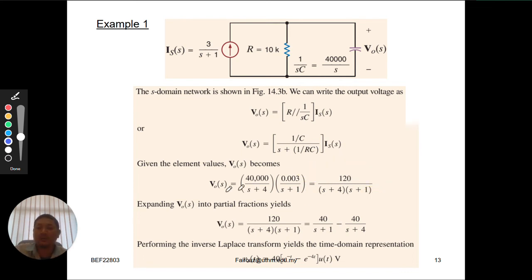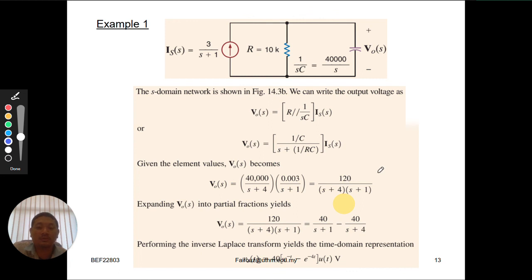This is V out S, or V out in S domain. Now, you can leave the answer in this form. This is correct. This is the V out in S domain. However, if you want to calculate the V out in time domain, you have to do inverse Laplace transformation of this term.